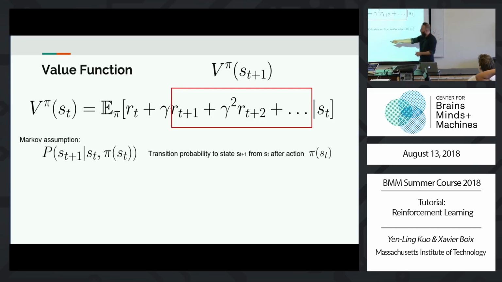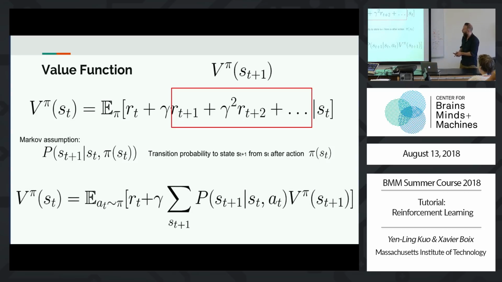Also, if we introduce this probability, the probability of transitioning to a new state given the current state and an action, right? So here there is a Markovian assumption, meaning that the next state only depends on, or can be modeled using only, the current state and the action, right? So by introducing this and taking it into account, we can rewrite the value function in a recursive way.